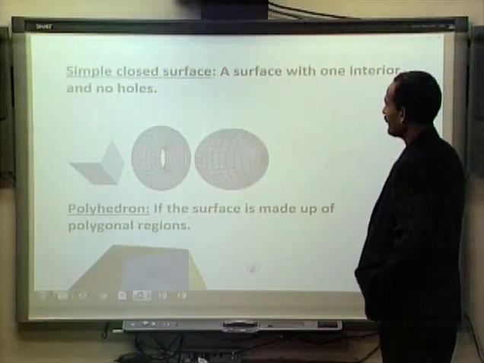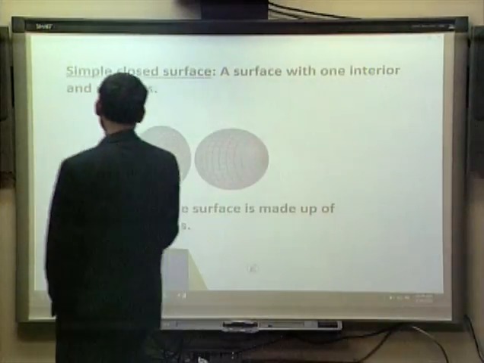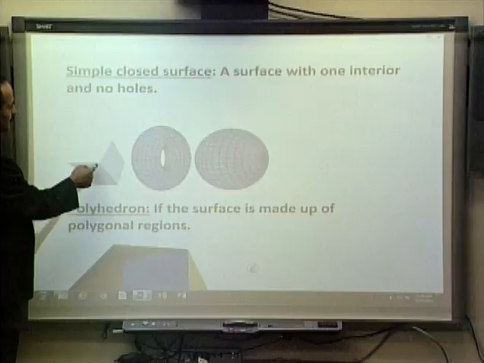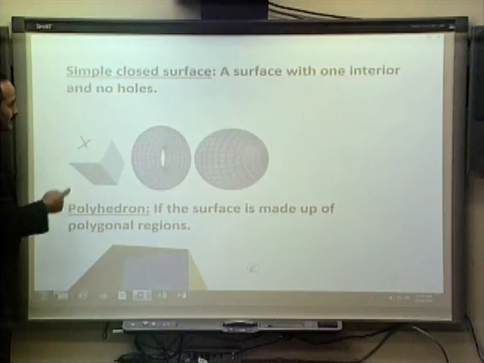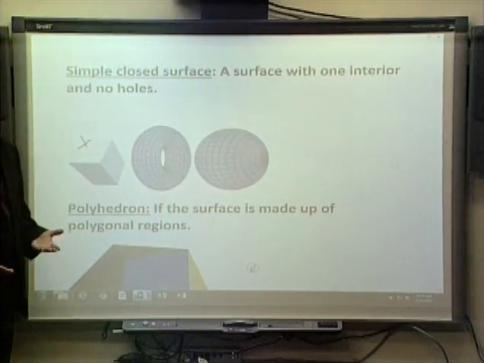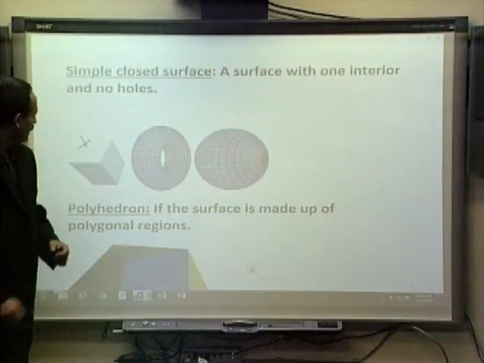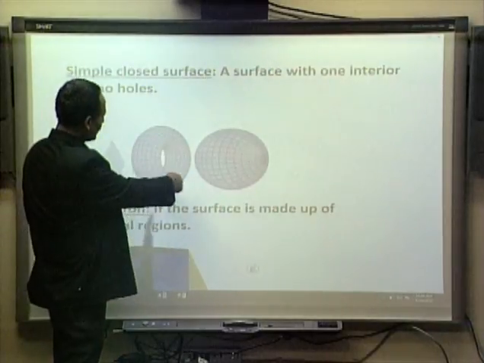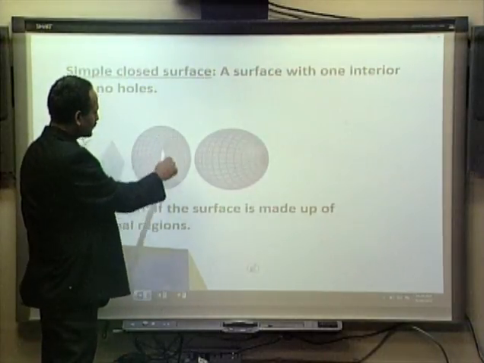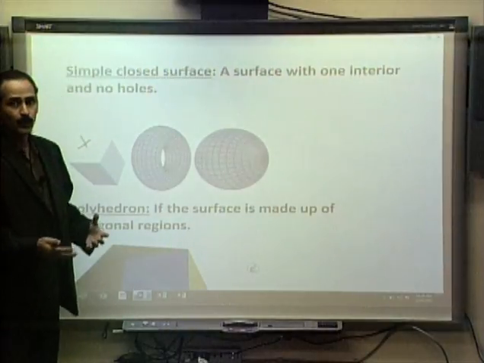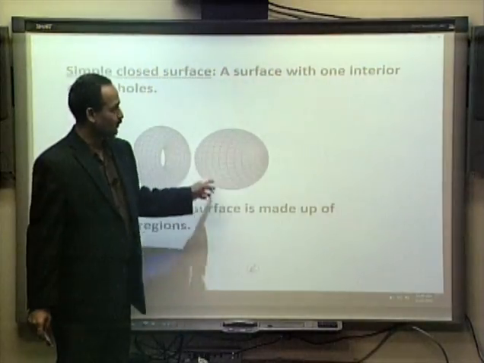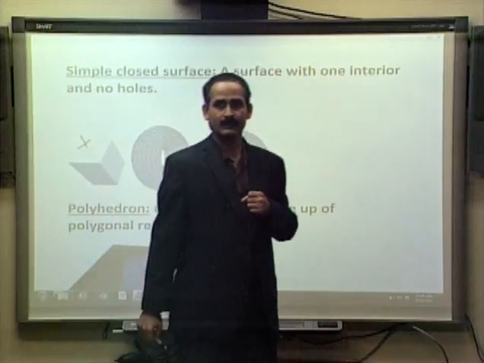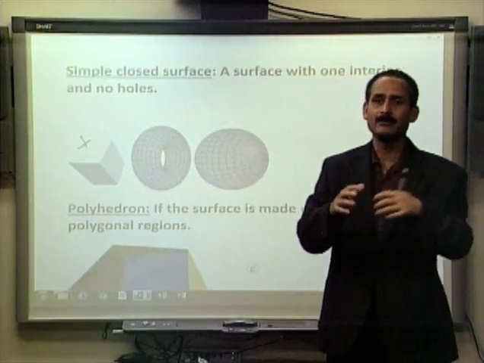So for example, you see this is an intersection of two planes. This is not a closed surface. So this is not a simple closed surface because it's open. Now you look at this. This is a closed surface, there is no hole in it. This is also a closed surface. They have an interior and they have no hole.